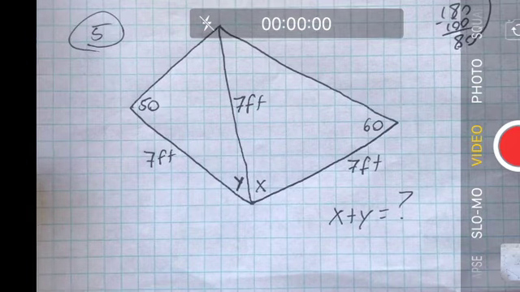All right. Let me see if I can give you another hard one. Okay, this is kind of a good one. Yeah, this is a good one. All right, let's do it. Let's do number 5. Let's get it.